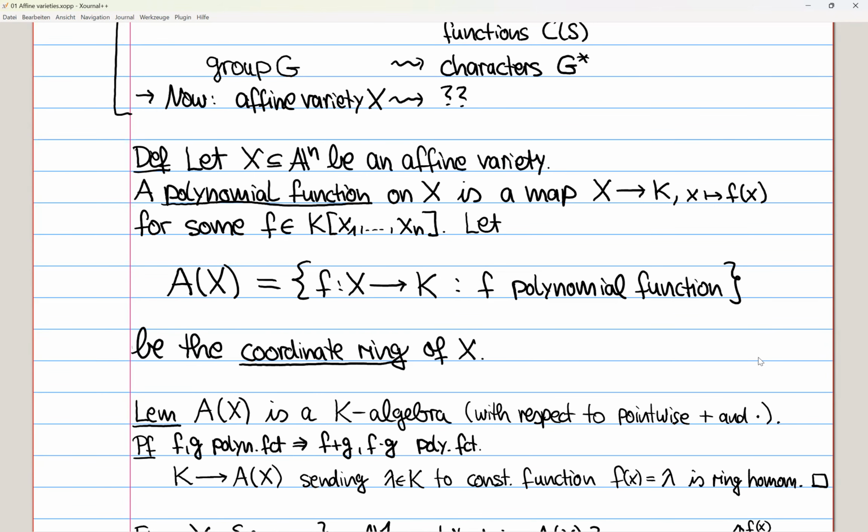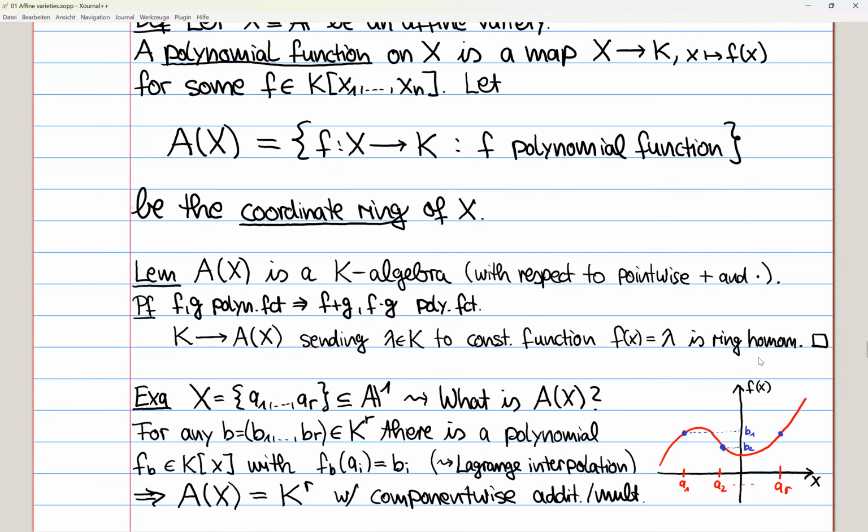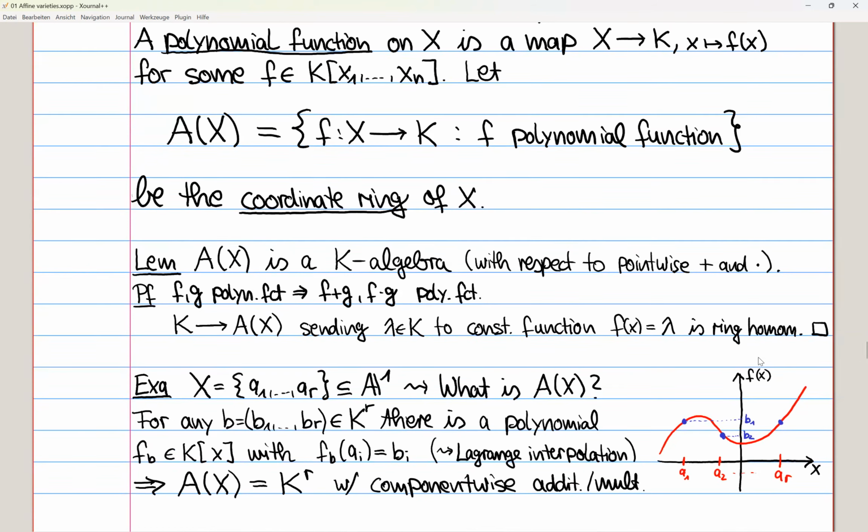Okay, so this is a nice algebra, and let's see a first example where we can basically work out by hand what happens. Let's take X to be just a finite set inside A^1. We saw these are subvarieties of A^1. In fact, these are all the subvarieties except for the full A^1. And then we can ask: what is the ring of functions on there? What is the coordinate ring?